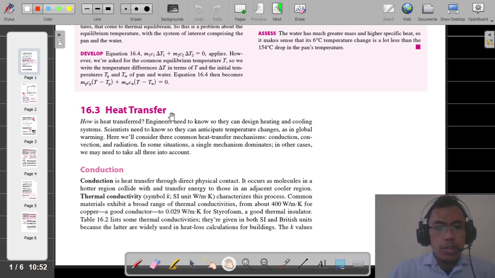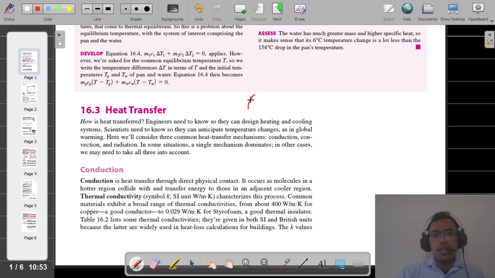So in this video we're going to learn about heat transfer. As we know, when we have two objects or more, and the first object has a higher temperature compared to the other object, then the heat will be transferred from the higher temperature to the lower temperature.